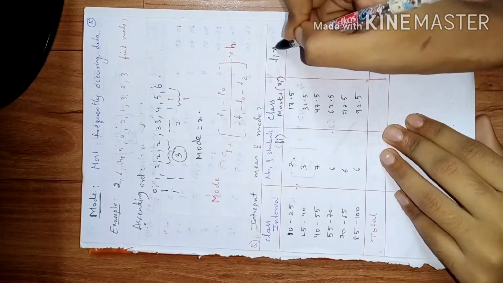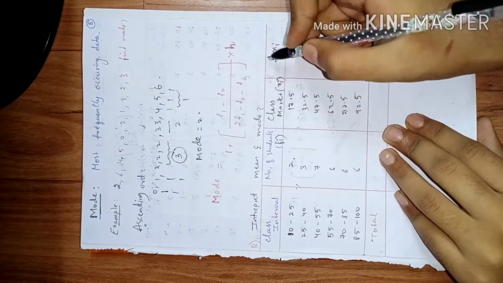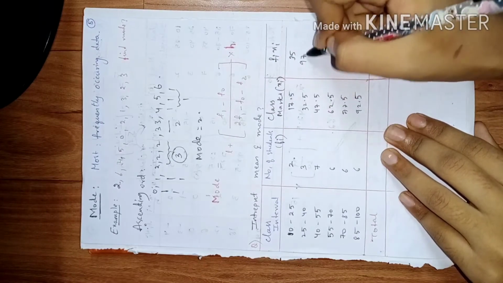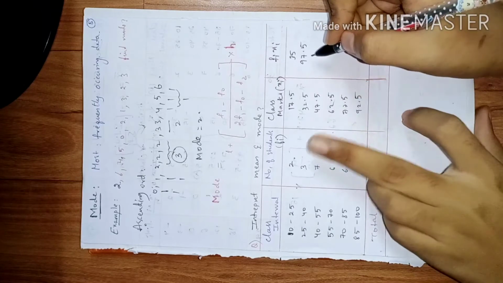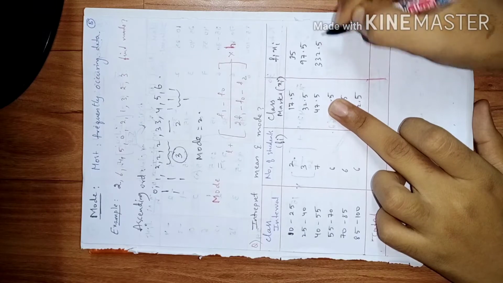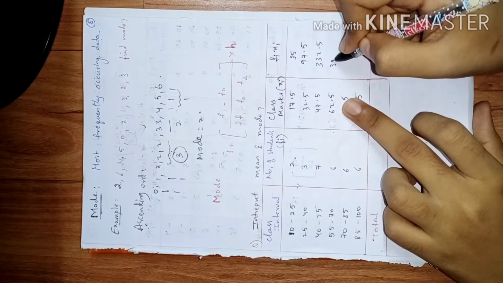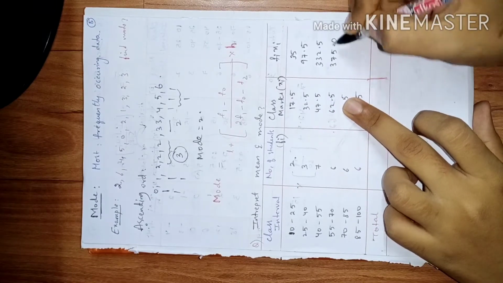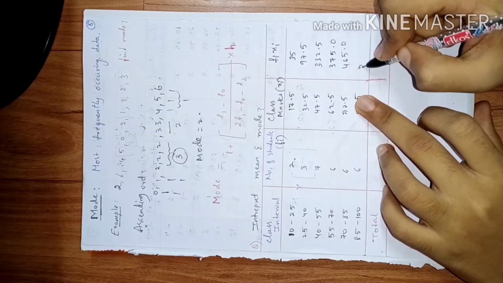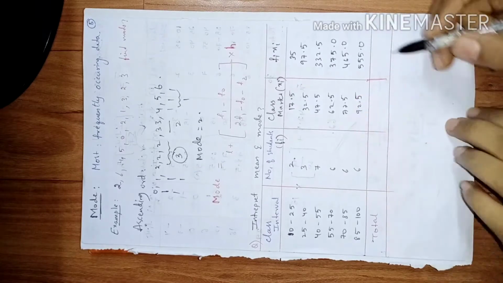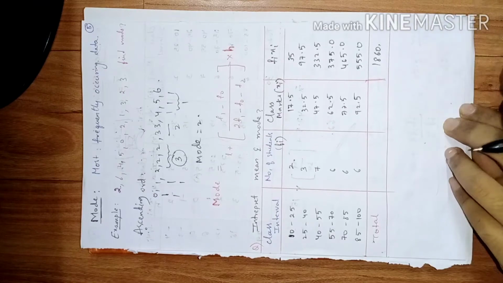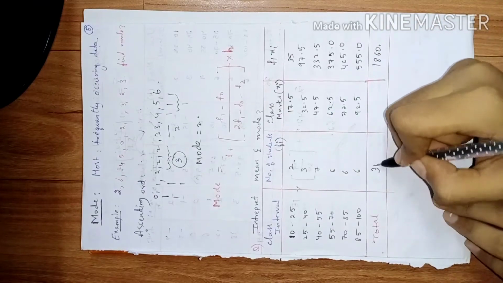Now we need to multiply these values. We'll get fi xi. This is similar to the mean process. So we'll be getting 35, 97.5, 7 into 47.5 is 332.5, 375.0, 465.0 and 555.0. Whenever we add all these values, we will land at 1860. And thus the number of students is 30.